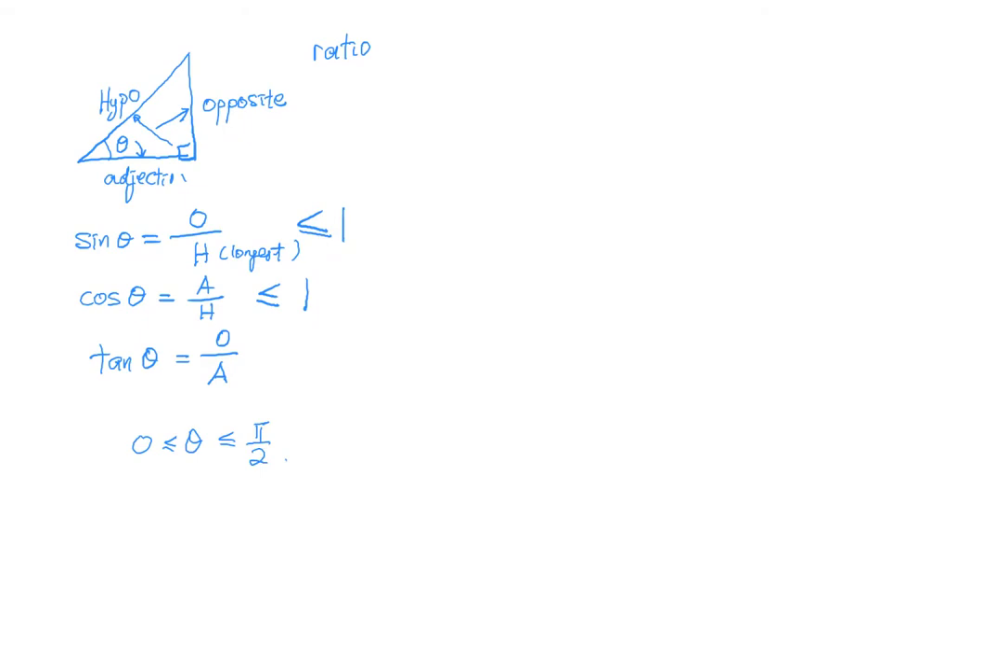Okay, so how about if my angle is more than pi by 2? Mathematicians have made a definition like that. They draw a unit circle on a Cartesian plane. What is a unit circle? I mean, the radius of the circle is 1 unit.